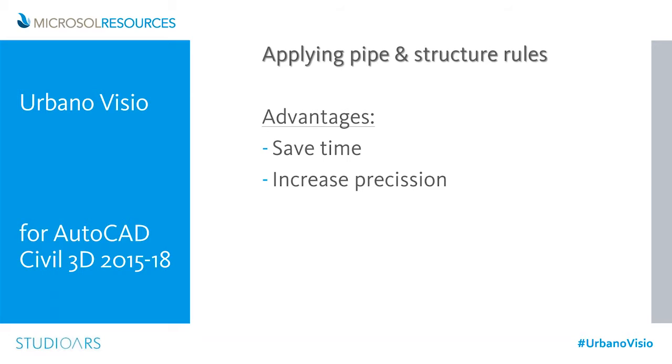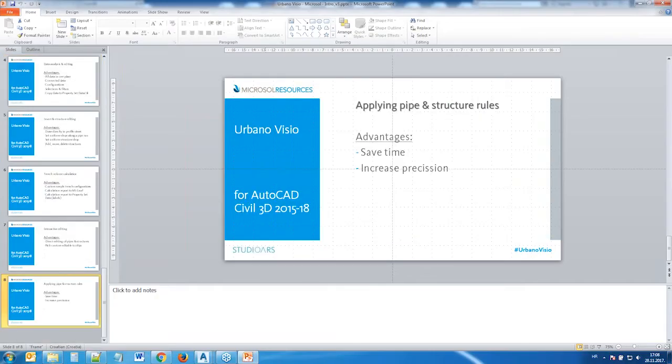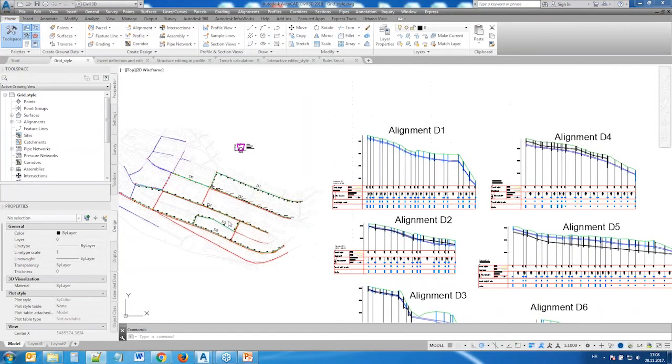And in the end, we will finish with a very simple solution, so applying pipe and structure rules. So if you ever run into a situation where your rules are not correct, you know that you can spend a lot of time correcting these rules. So the whole purpose of this tool is to save time and increase precision when you are doing this.